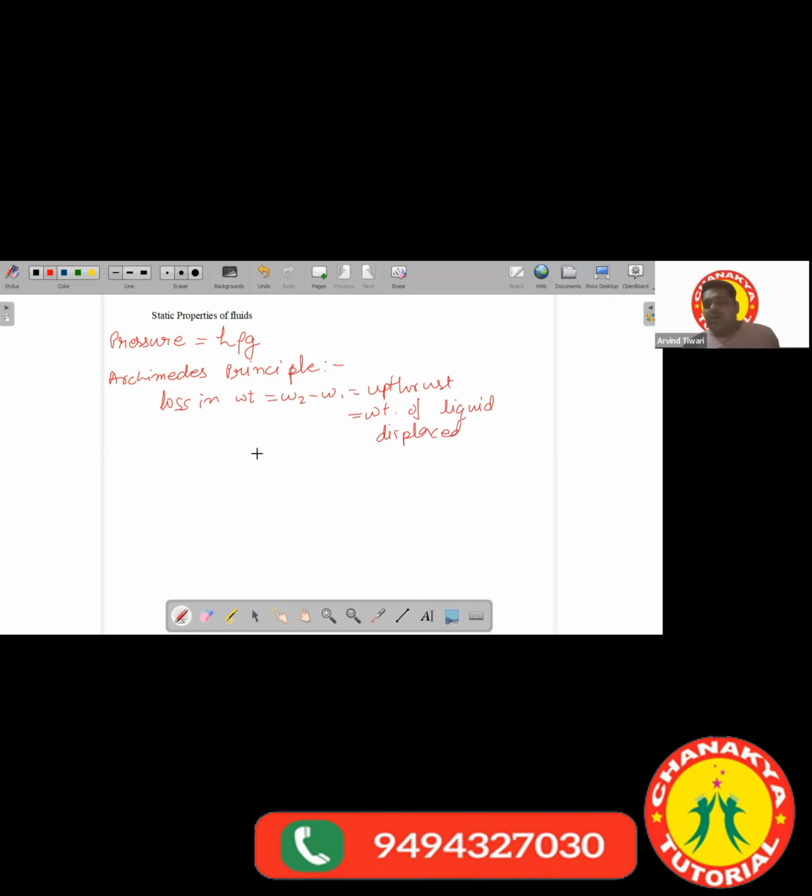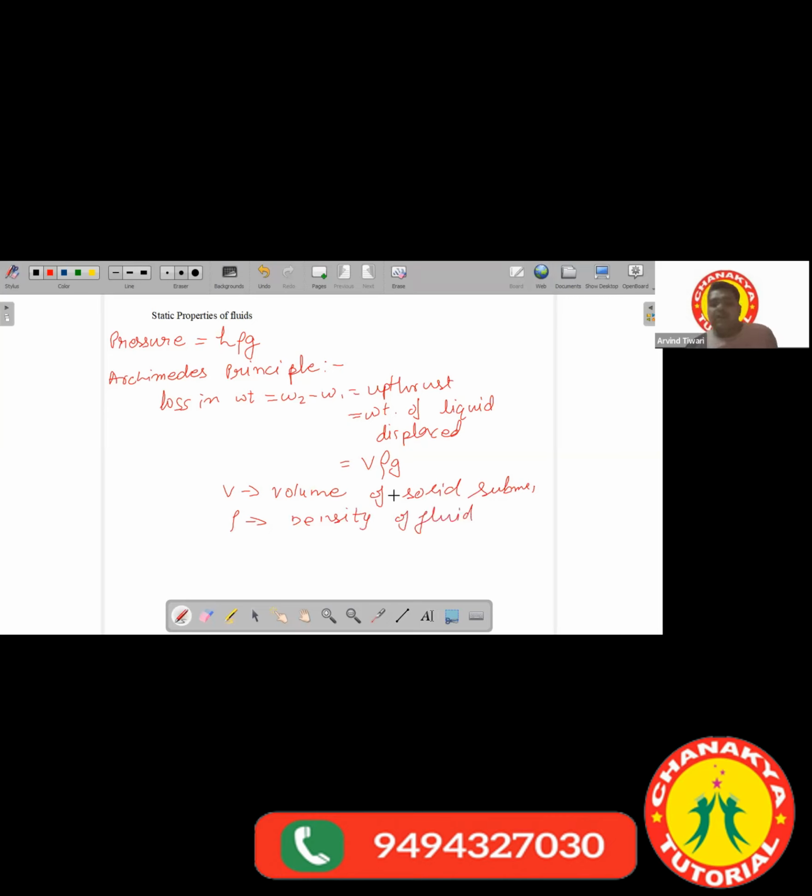Did you get this? Loss in weight is equal to W2 minus W1. This is also equal to the up thrust and also equal to the weight of liquid displaced, which is equal to V rho g. Generally we remember the formula, but we do not know what the different symbols mean. Here V represents the volume of solid submerged. Rho represents the density of fluid. And of course, we know the value of g.